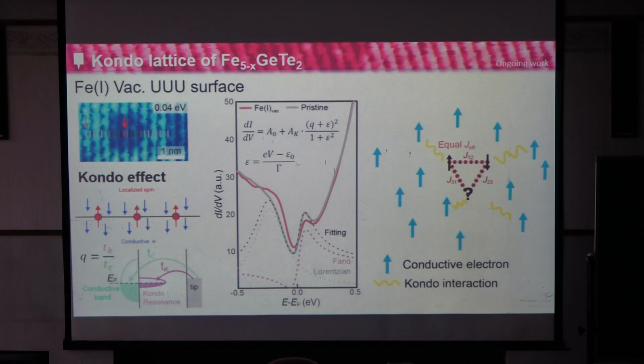So in our work, we can fit the Kondo peak to get the Kondo parameter Q, which is the ratio of the tunneling between the Kondo resonance state and the conduction band state. So we know that this material has Kondo effects, and we can expect the conduction electrons can interact with the localized spin and screen or reduce the spin frustration of this condition.